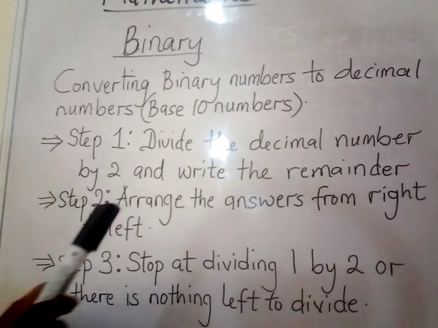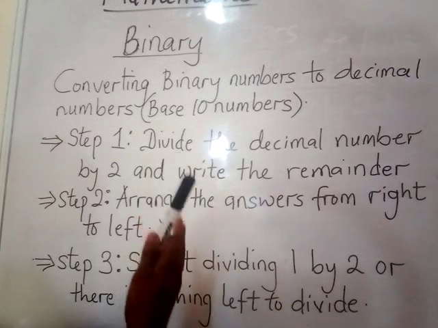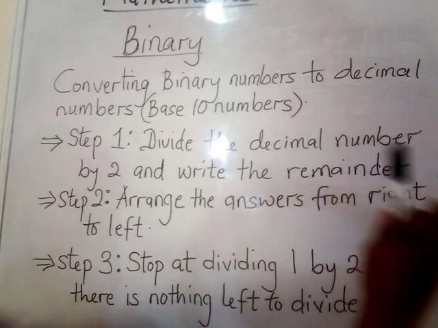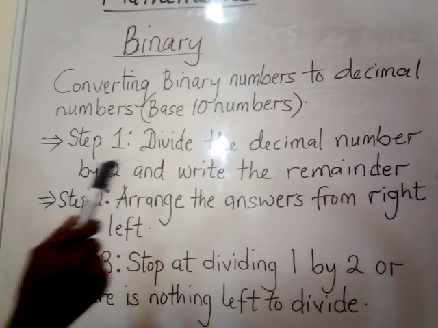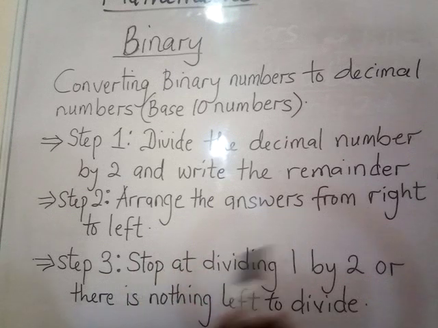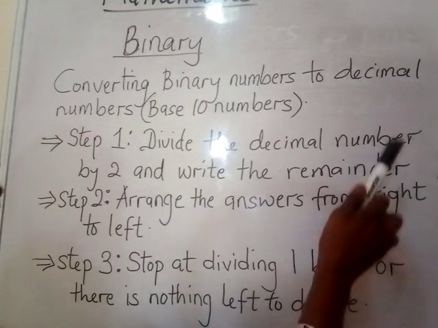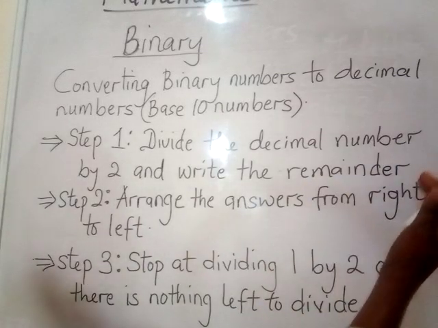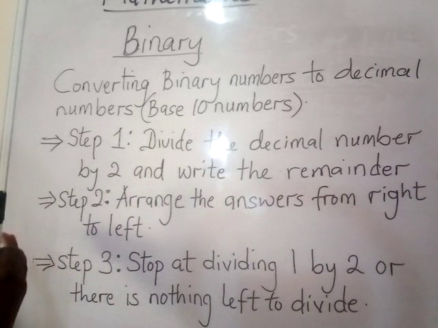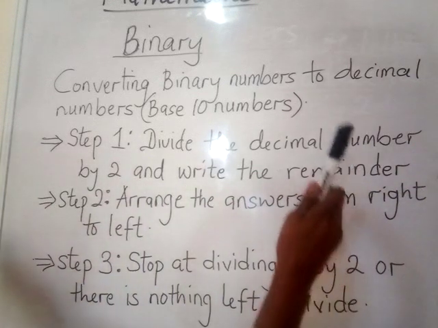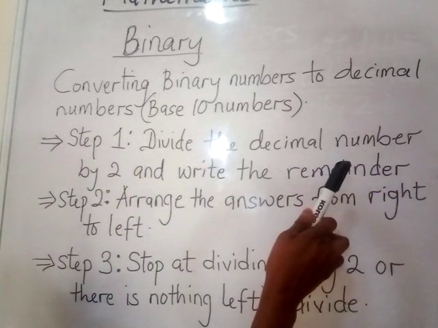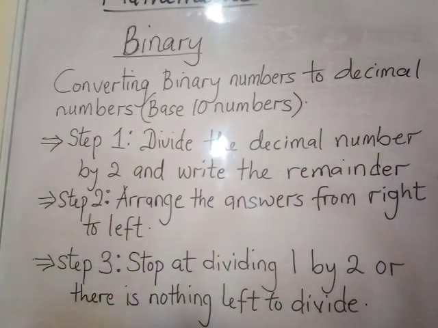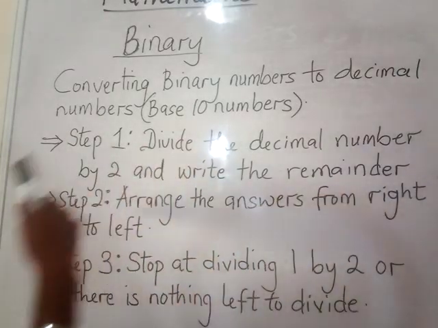And again, in our base 10 number system, when you are writing answers, you write from your left and move towards your right. But in the case of the binary system, as you are getting the remainders and writing them down, you are writing from right and moving towards your left. You are writing backwards. So you start writing from your right and every next answer you get, you put it behind the first one. You keep working like that towards your left. So you arrange your answers from right to left.